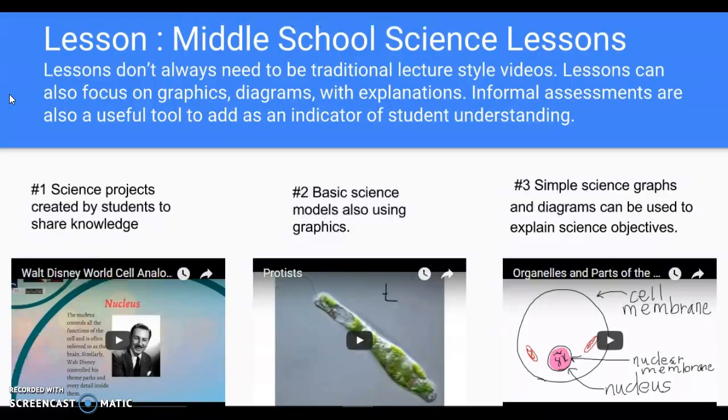Here's an example of middle school science lessons. Lessons don't always need to be in traditional lecture-style videos. For example, the first one is a science project created by students. The second is basic science models used by teachers to explain the class material. And third is simple science graphs and diagrams that are used to explain science objectives.